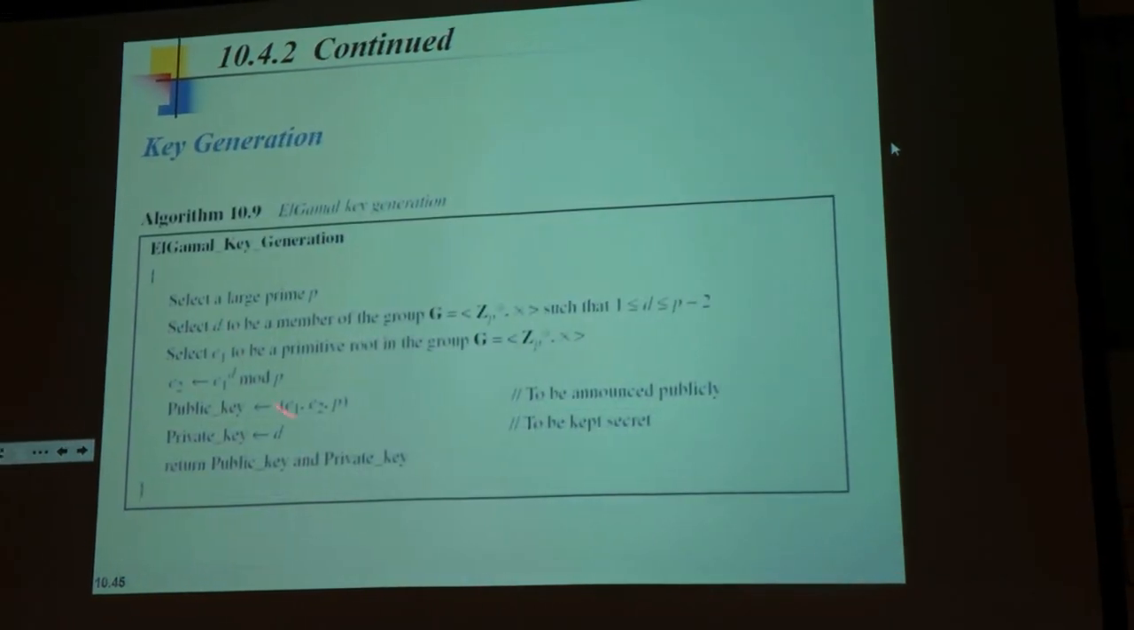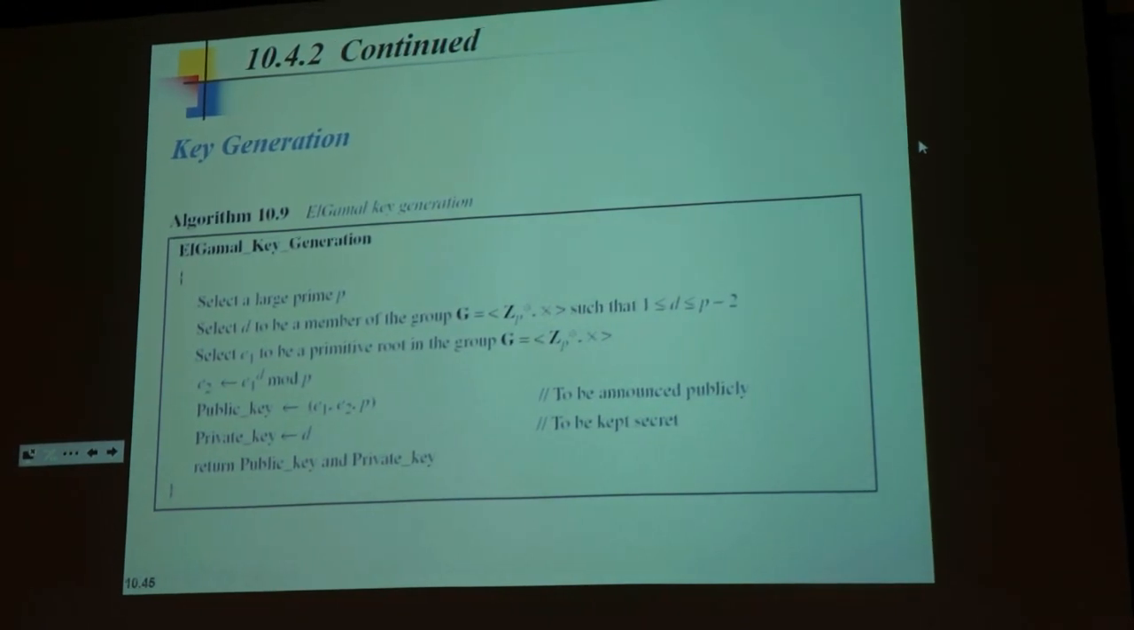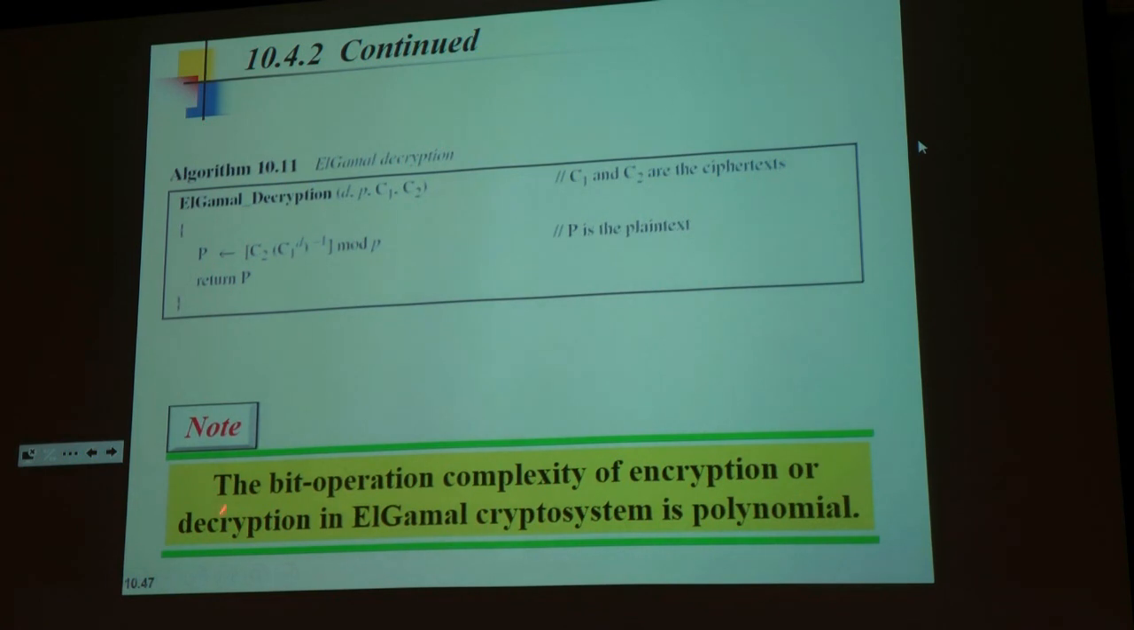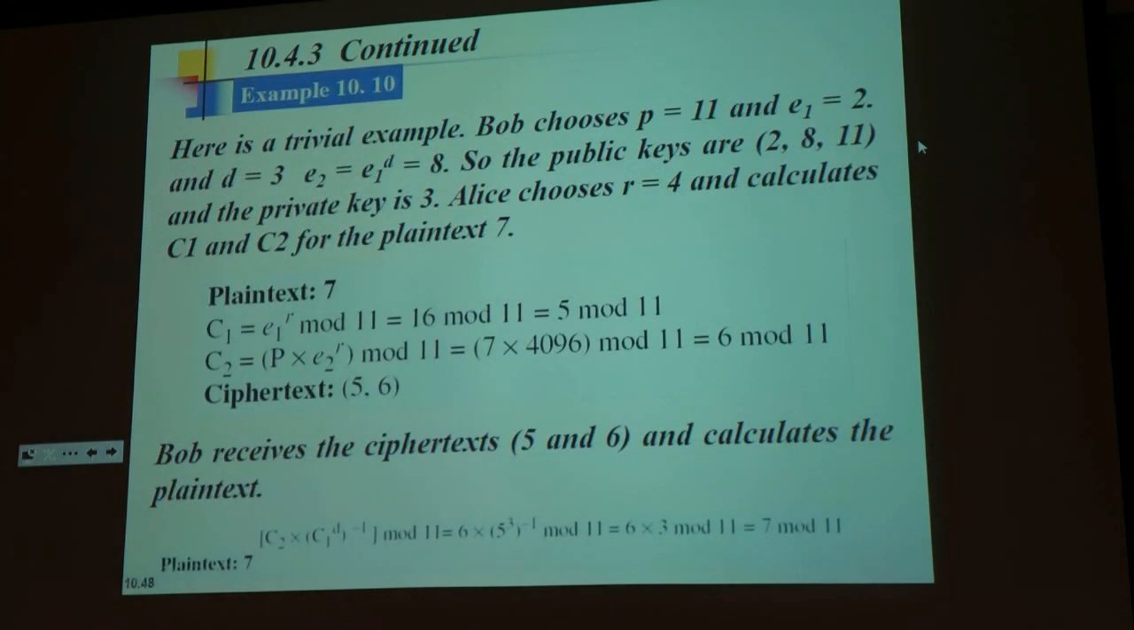So, this is the algorithm for generation, okay? I don't have to go over it. This is for encryption and decryption. The bit operation complexity of encryption or decryption in Al-Jamal encryption is polynomial. Okay, let's take an example.